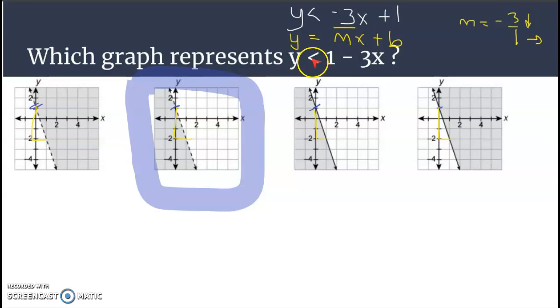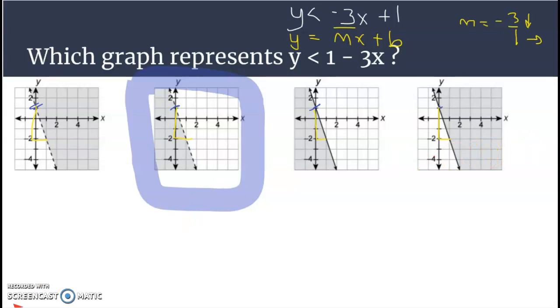The inequality symbol less than means shade below the line. Less than also means it's a dashed line. If this was a less than or equal to, we would have chosen the second one. If this was greater than or equal to, we would have chosen the fourth one. And if it was just greater than, we would have chosen the first one.